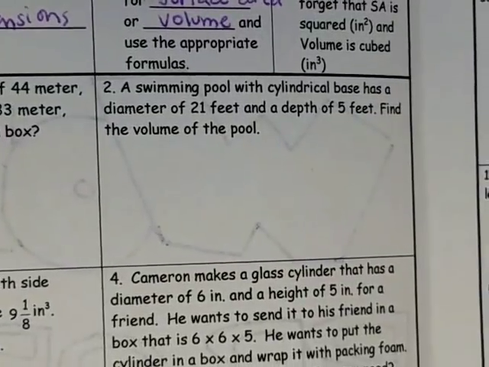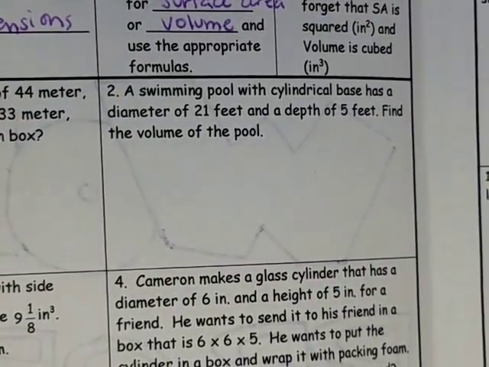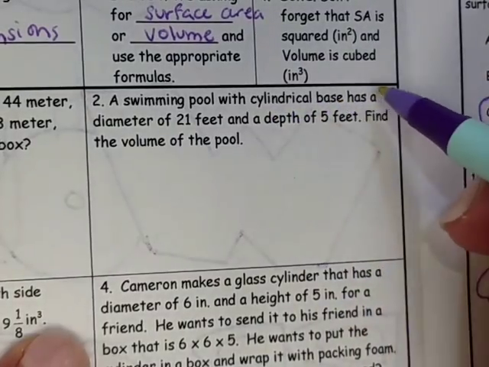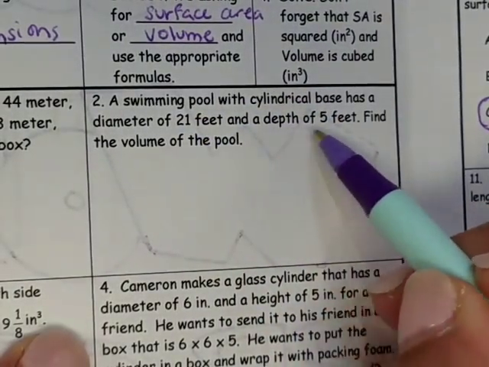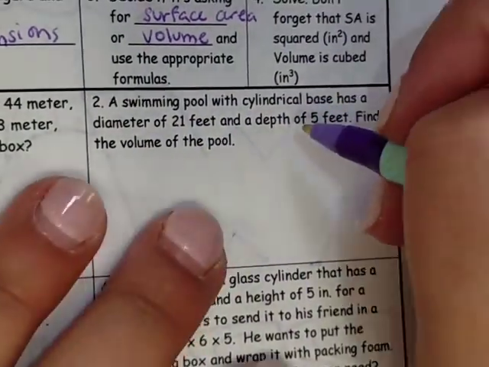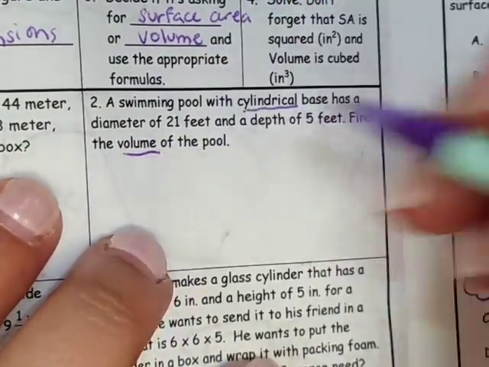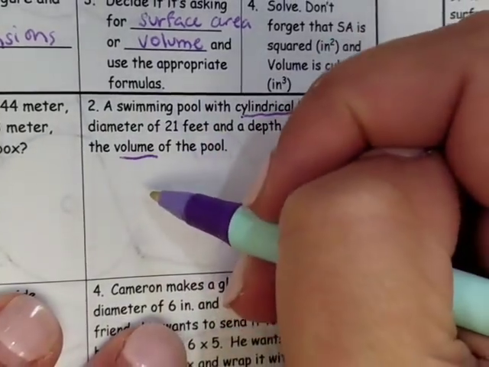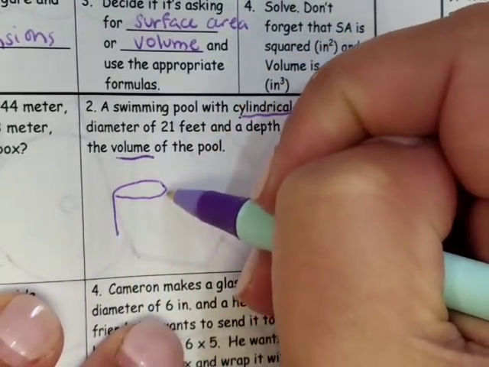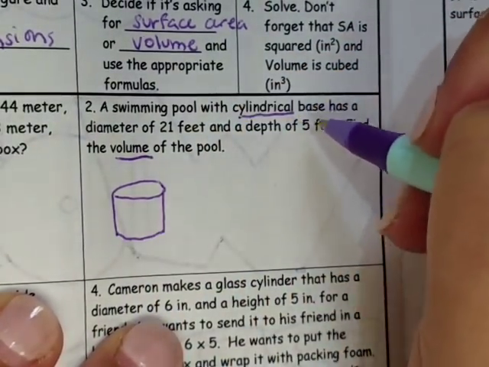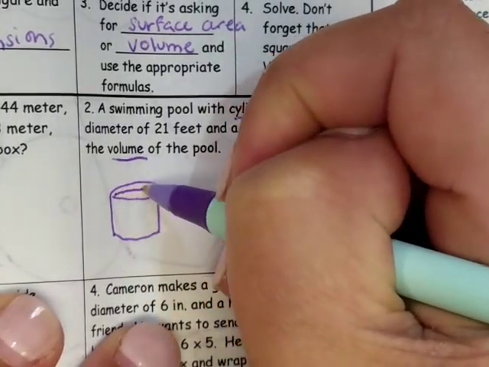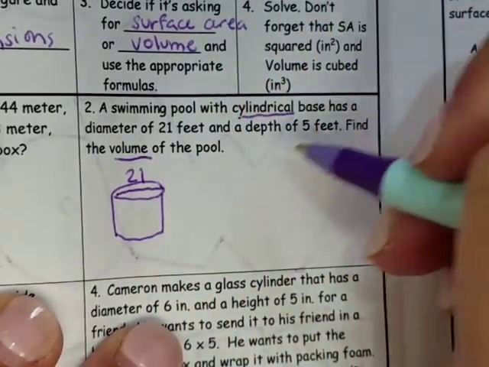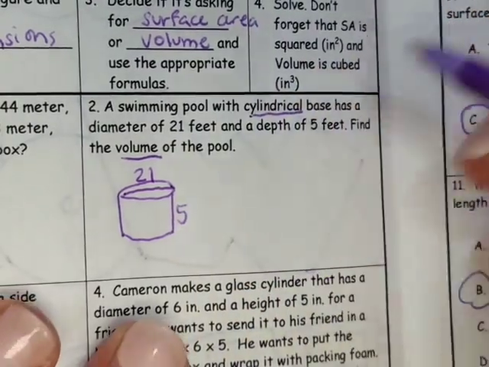All right, number 2, a swimming pool with a cylindrical base. So I know that my shape is a cylinder. Has a diameter of 21 feet and a depth of 5 feet. Find the volume. So we know it's a cylinder. We know we're finding volume because, again, they tell us what we're finding. And now we just have to draw the picture. Again, that's optional. Label the dimensions. My diameter goes all the way across. That's 21. And my depth is 5, which is how tall the pool is.